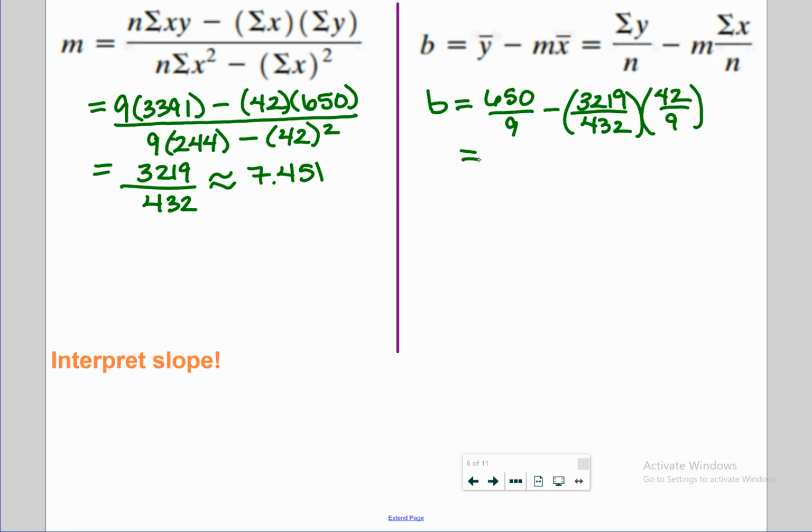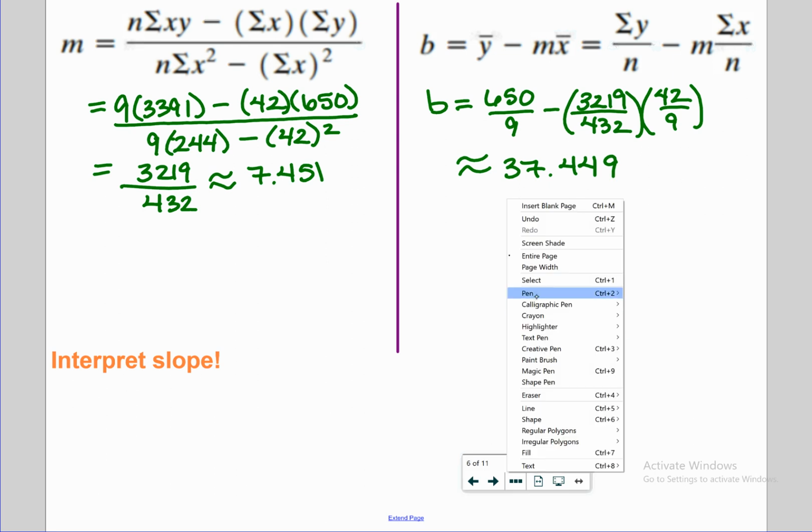Okay. Let's see. Red calculator, you can put this all in one line as long as you put all those fractions in parentheses. And then again, this one's rounded, 3 decimal places, 37.449.